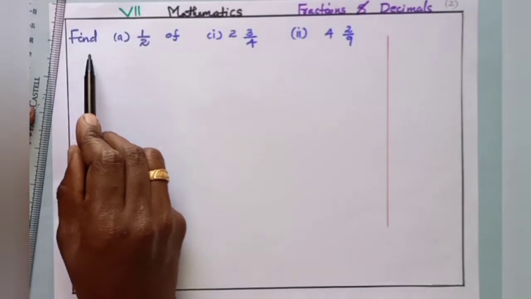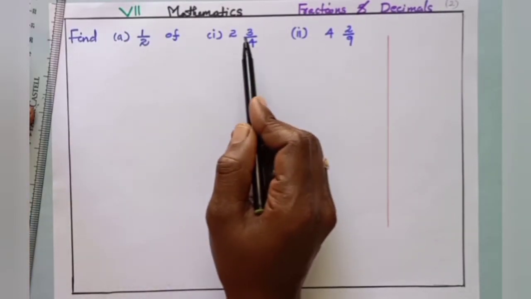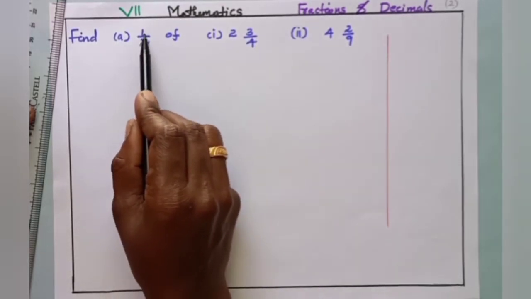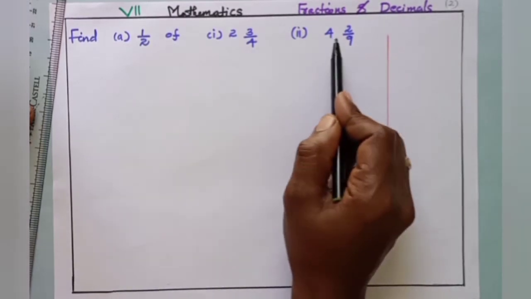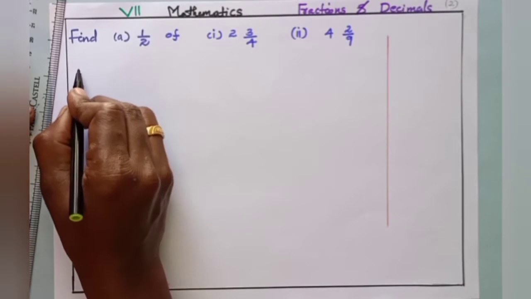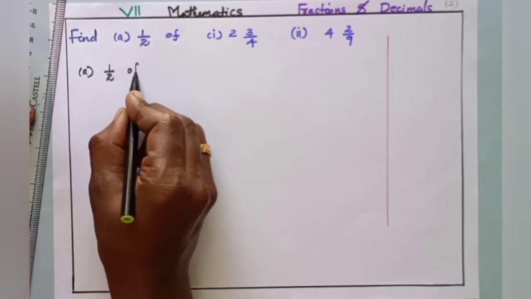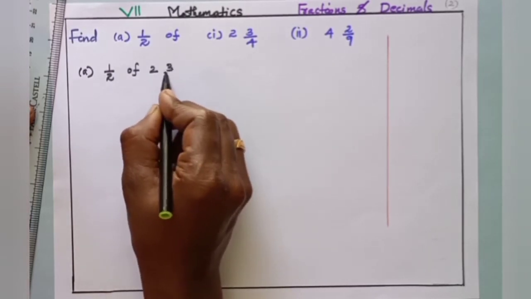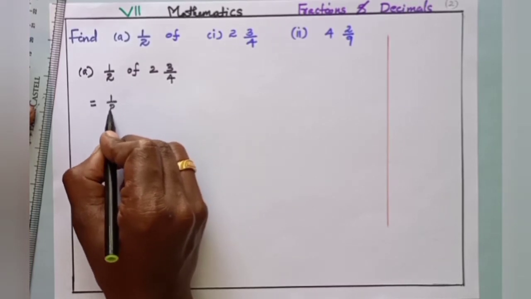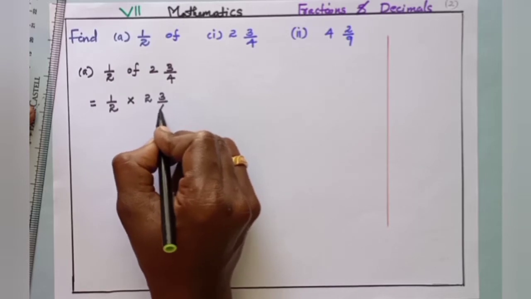Find: sub question A, 1 by 2 of 2 and 3 by 4. And second sub question is 1 by 2 of 4 and 2 by 9. So the first question A is 1 by 2 of 2 and 3 by 4. That is equal 1 by 2 of is into 2 and 3 by 4.